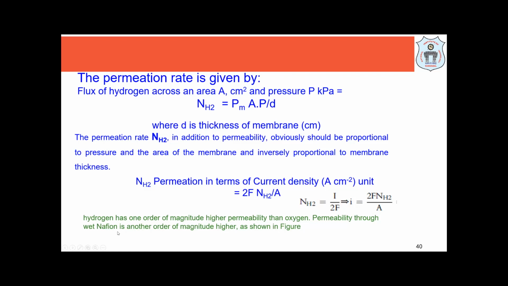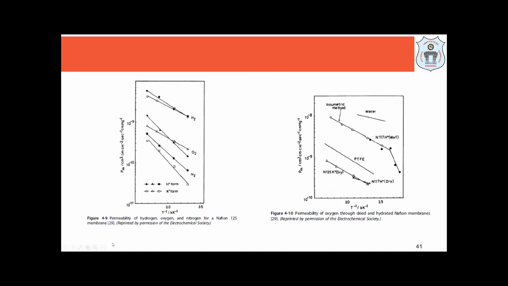So hydrogen has one order of magnitude higher permeability than oxygen, and the permeability to wet naphthalene is another order of magnitude higher, as shown in this figure. So that's what you can see through this permeability of hydrogen, oxygen, nitrogen for a naphthalene membrane. Okay, you can see how it is varying. At least it is a log graph. You have 10 power minus 11, 10 power minus 10, 10 power minus 9, 10 power minus 8, like that. So you can see the gap between nitrogen, oxygen, and hydrogen. Okay.